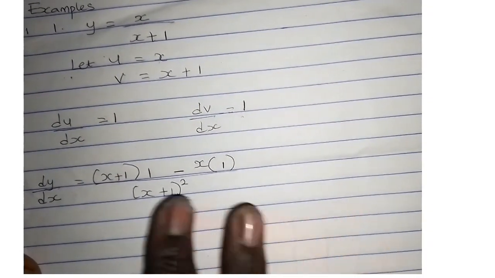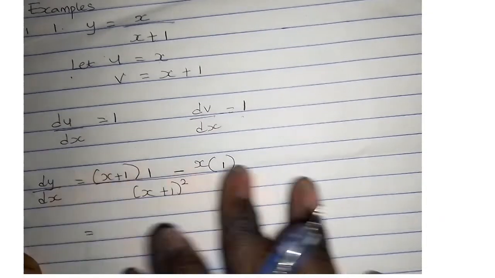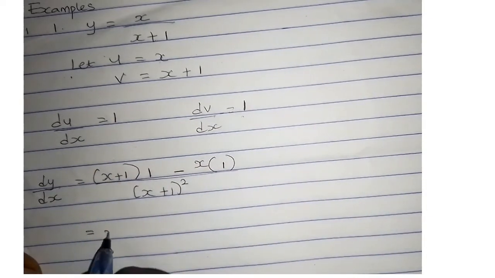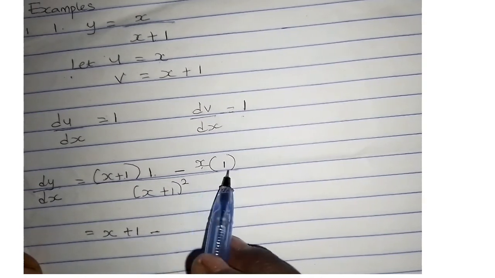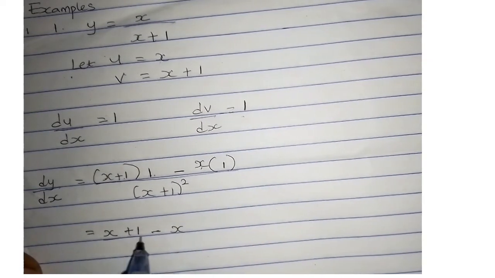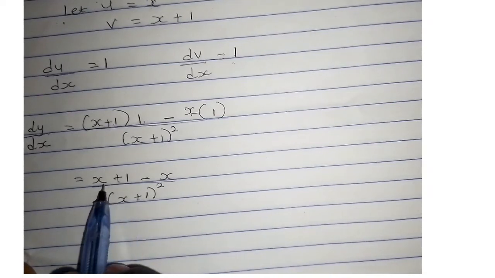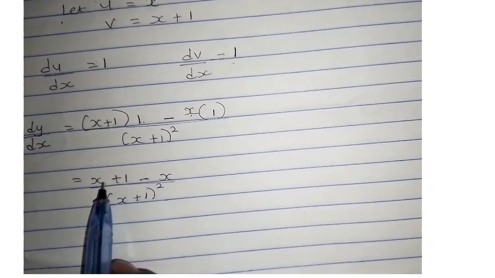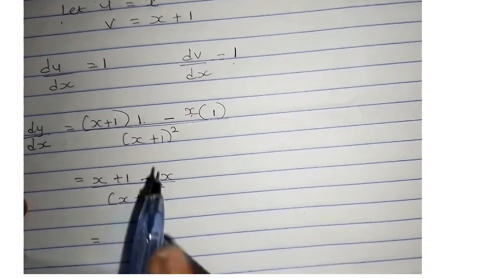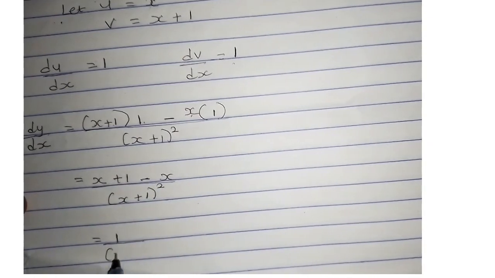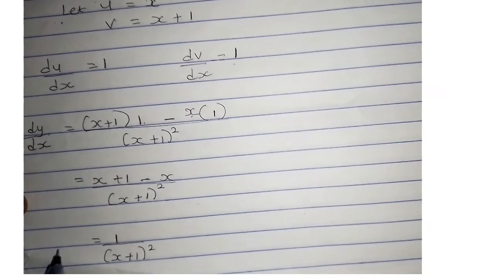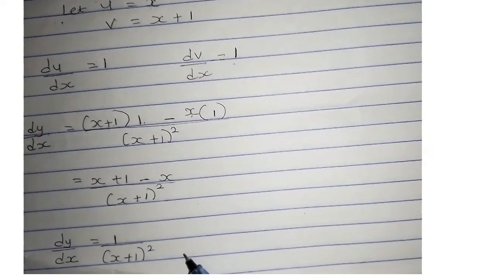So we're going to expand this. 1 times x is x, 1 times 1 we're going to have 1, negative x times 1 is x, all over x plus 1 all squared. Then collecting like terms, we have x minus x, which is 0, 0 plus 1, we're going to have 1, all over x plus 1 all squared. So this is the answer for this question using the quotient rule.